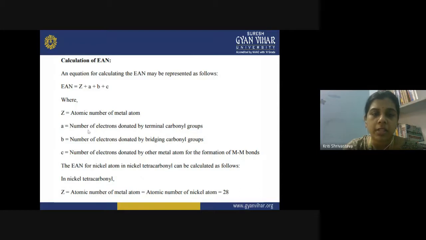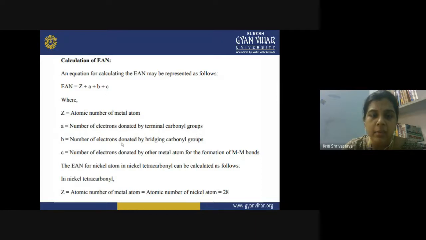So you are counting the number of electrons, right? And not the number of electron pairs. You should not count the number of pairs. You have to count the actual number of electrons. And A is the number of electrons donated by terminal carbonyl groups.